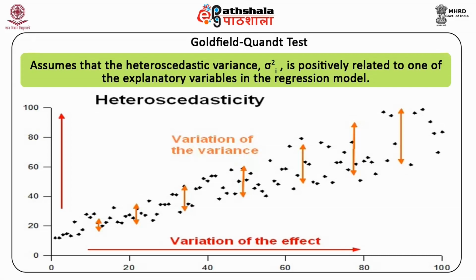In the last step, reject the null hypothesis that all the variances sigma i square are equal, that is homoscedastic, if F is greater than F critical, where F critical is found in the table of F distribution for n minus c minus 2k divided by 2 degrees of freedom, and for a predetermined level of significance alpha.